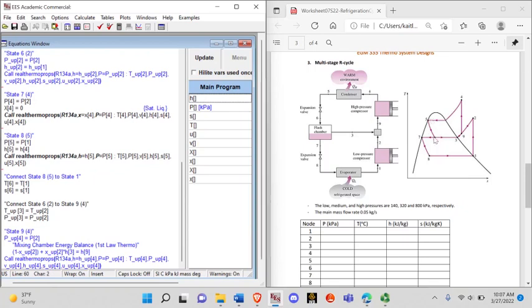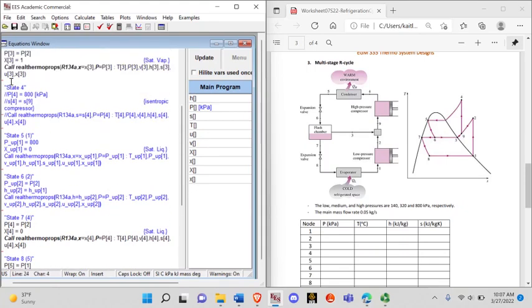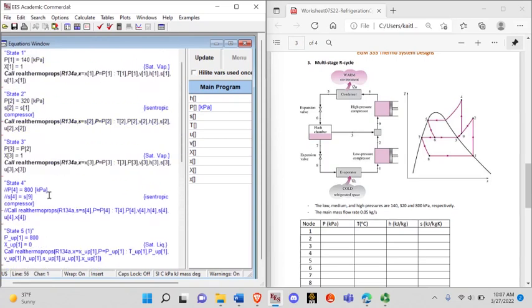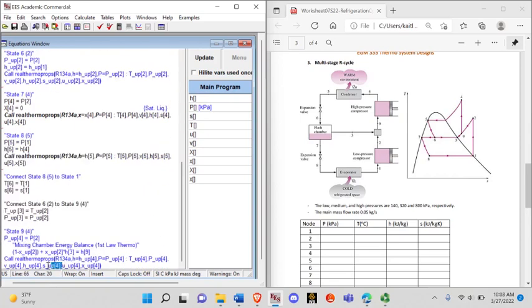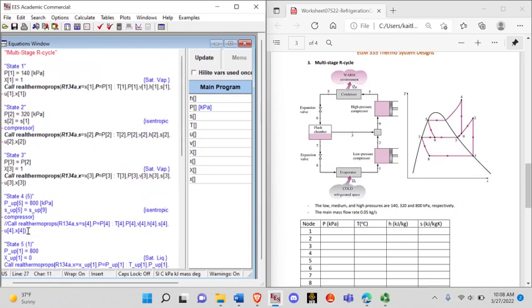Now we have our state 9, so we have 5 to 6, 6 to 3, 3 to 9. Now we need 9 to 4. So if we go back up to our state 4, nine is now 4, so we need to call state 4 state 5. So P up 5 equals 800 kilopascals. S up 5 equals S up, state 9 is now S up 4. So this is S up 4. Now we need to change this all.